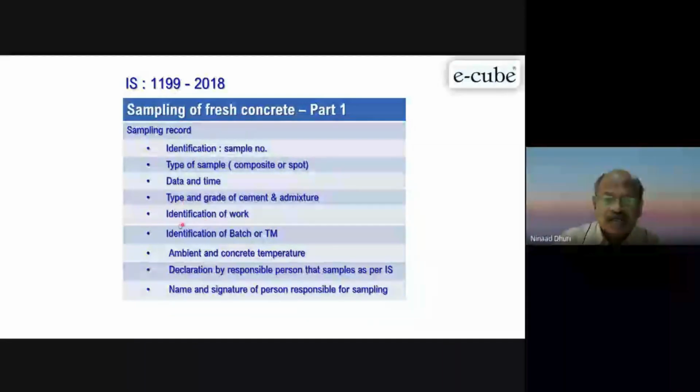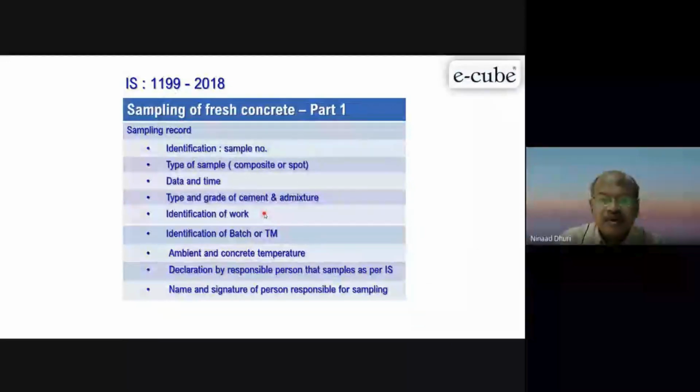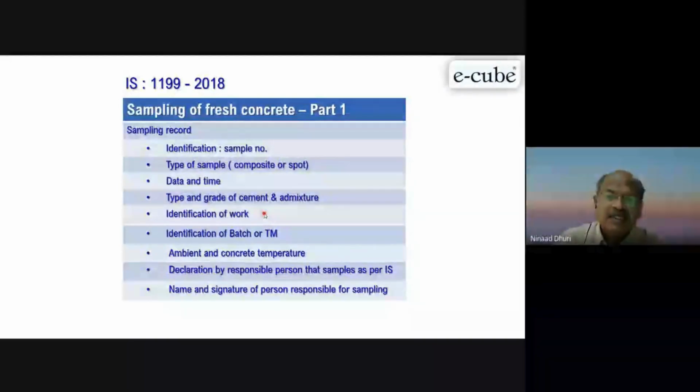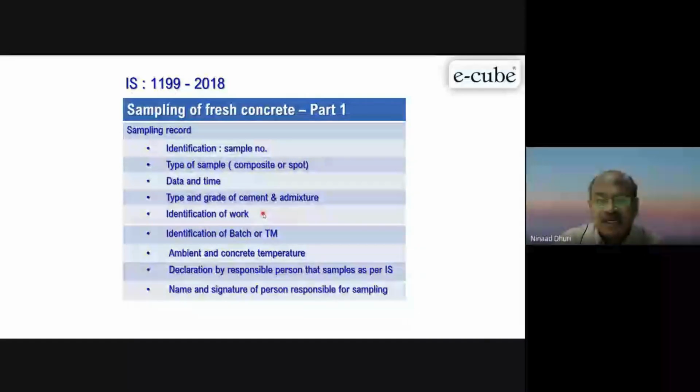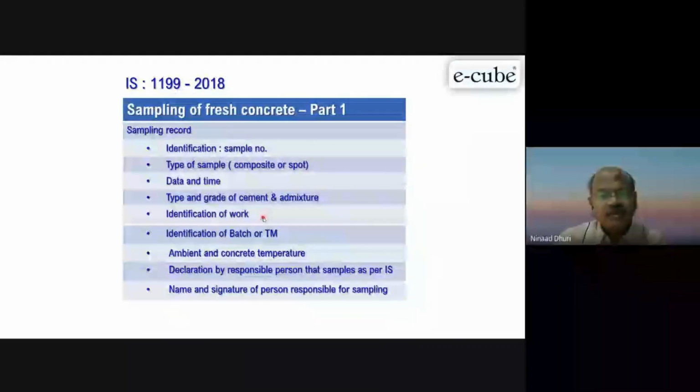Identification of work, in the sense which project, which structural element we are going to use this concrete in. That has to be maintained properly. Column, slab, footing, or piling, whatever is there. Now they again have an individual identification mark for the particular grid. So we can put that also, or you can put the XY grid also.